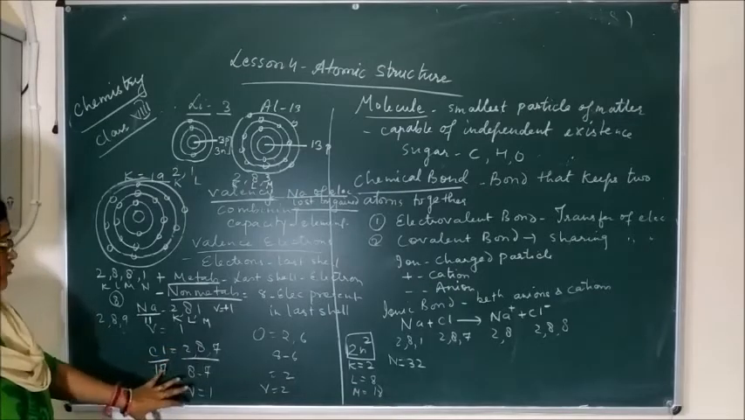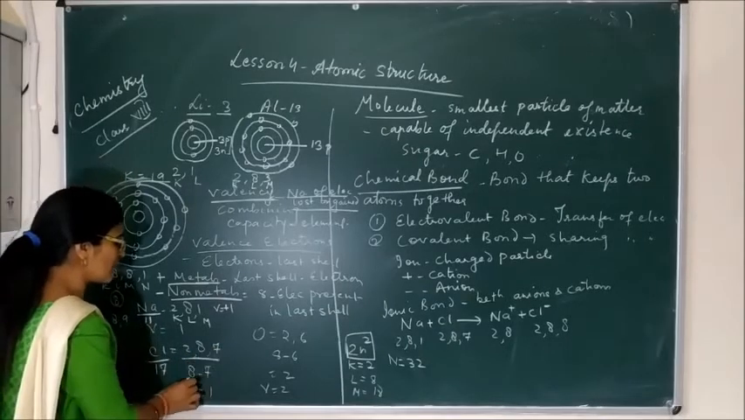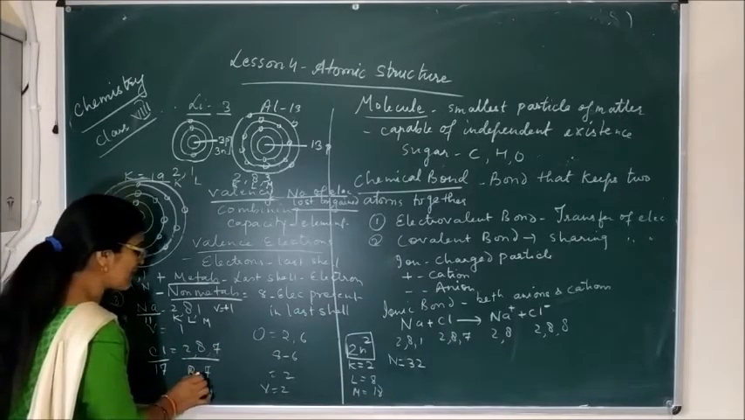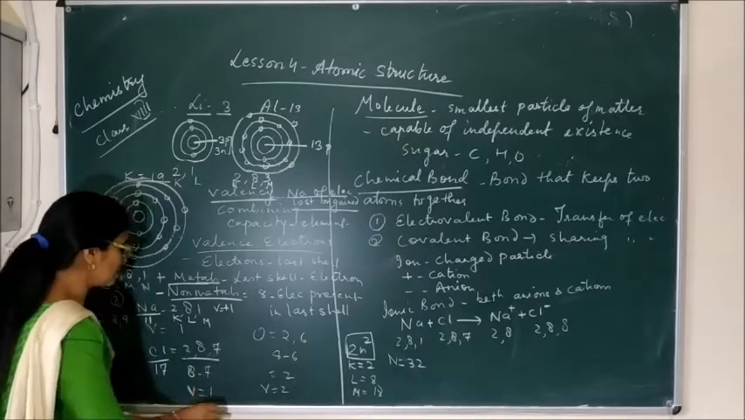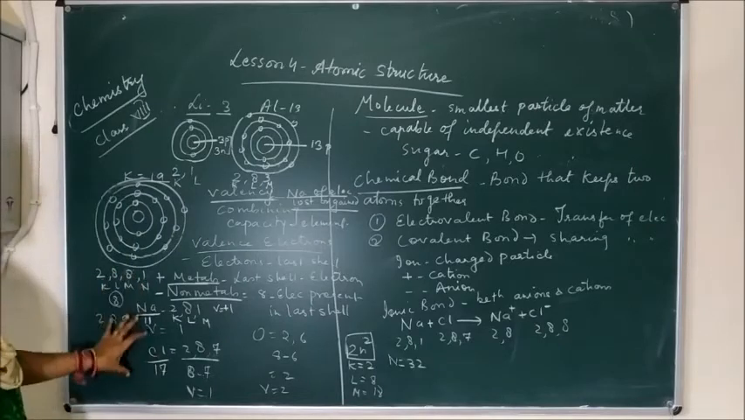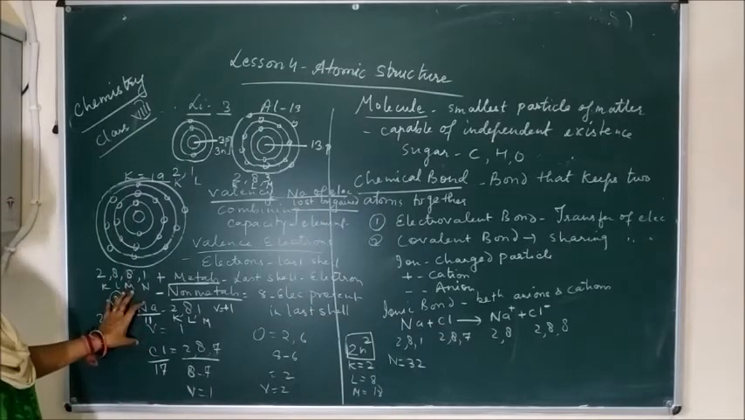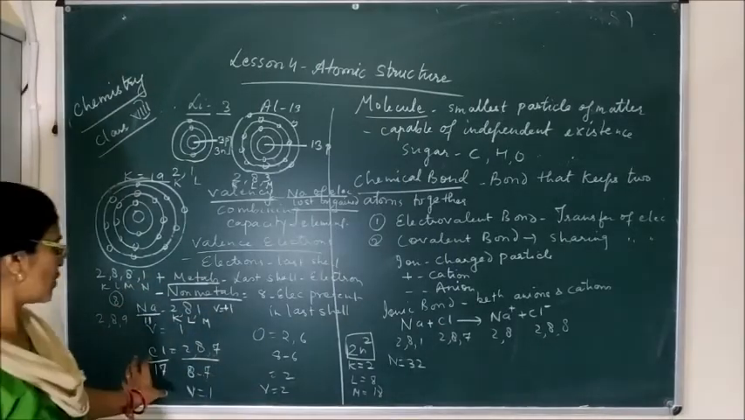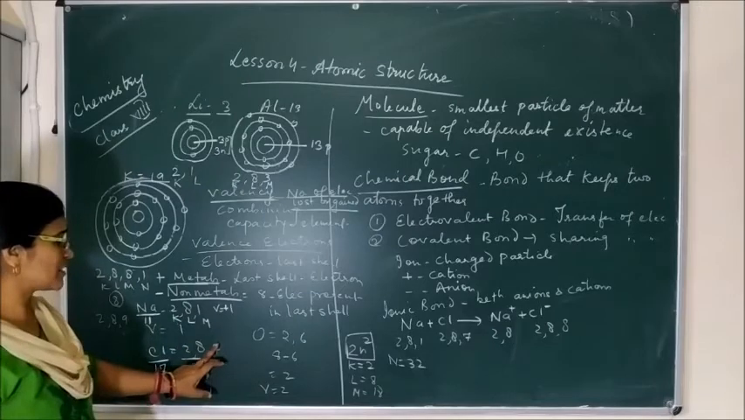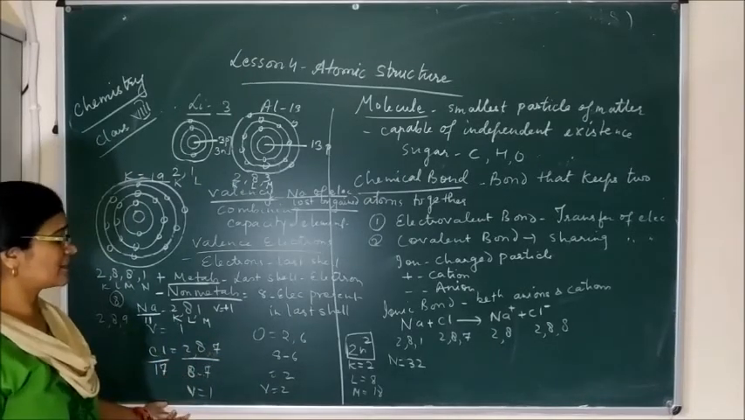So simply what we have to do, we have to subtract the number of electrons in the last shell from 8. Means 8 minus 7. 7 is the last shell number of electrons. So 8 minus 7 means 1. So valency of chlorine will be 1. So it is very simple to derive the valency. For the metal, the number of electrons present in the last shell will be the valency. But in the non-metal, the number of electrons present in the last shell, we have to subtract it from 8, then we can get the valency.